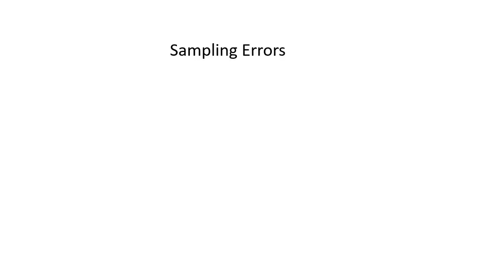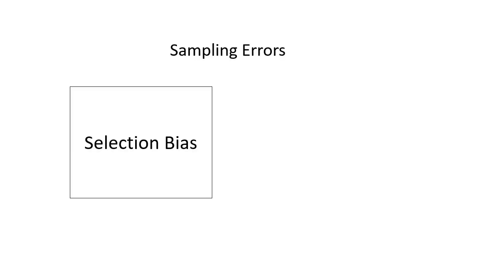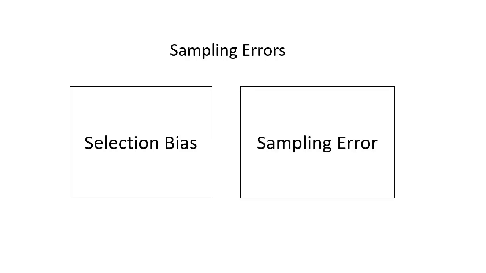Two main types of errors include selection bias and sampling errors. Selection bias is caused when the method of drawing the observation skews the sample in some way, and a sampling error is caused due to the random nature of drawing observations skewing the samples in some way.